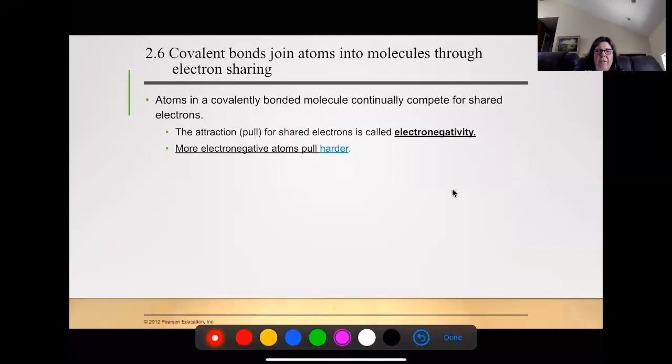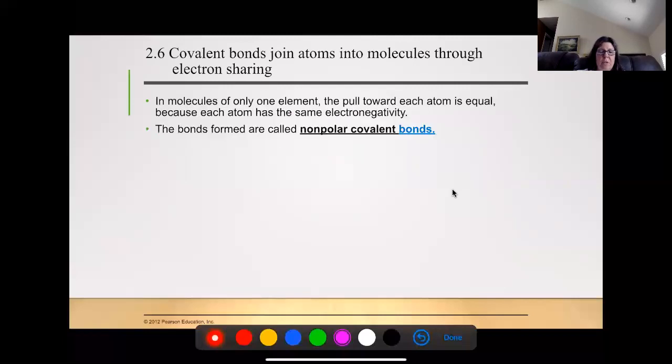So atoms in a covalently bonded molecule continually compete for shared electrons. The attraction or pull that an electron has is called its electronegativity. The more electronegativity an atom has, the harder it's going to pull. So when we look at electronegativity, again, this is how badly does it want an electron?